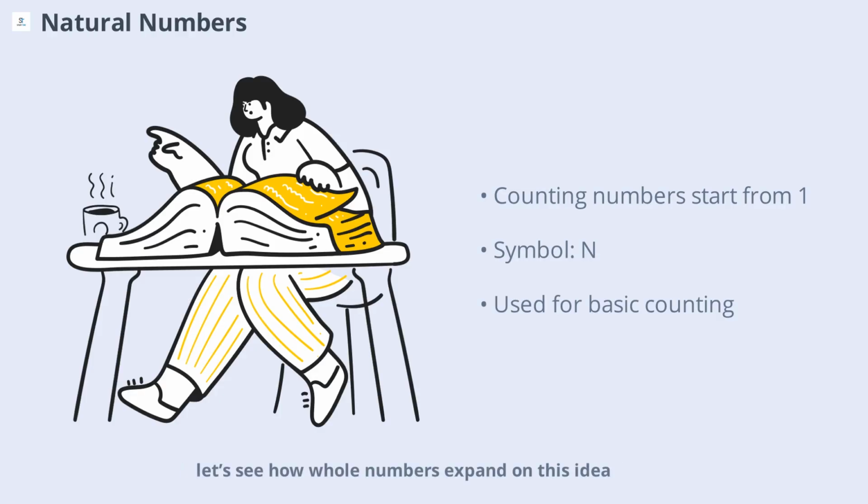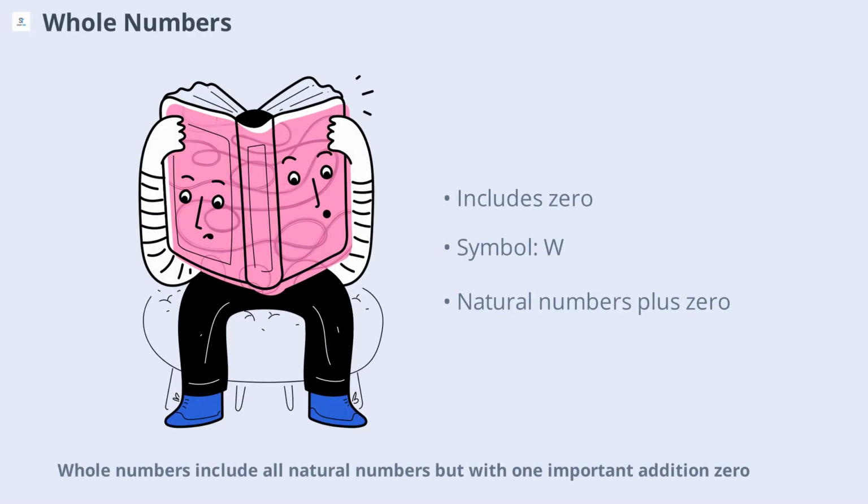Next, let's see how whole numbers expand on this idea. Whole numbers include all natural numbers, but with one important addition: 0. So whole numbers are 0, 1, 2, 3, and so on, and are represented by the symbol W. 0 plays a crucial role in mathematics, acting as a placeholder and representing the concept of nothing. Whole numbers are used in situations where counting can start from 0, such as the number of items left after something is taken away. This simple expansion makes whole numbers more versatile in mathematical operations.